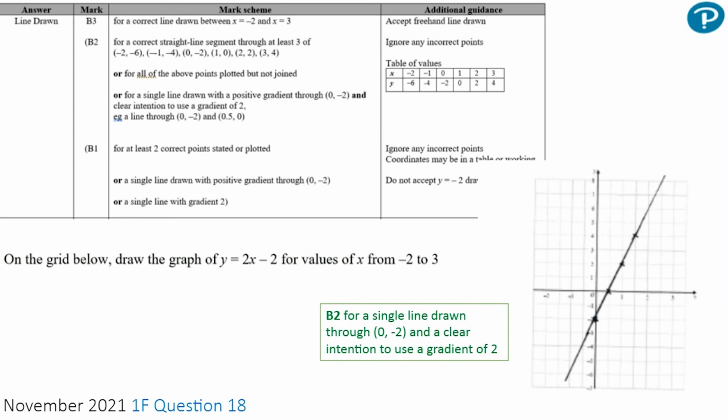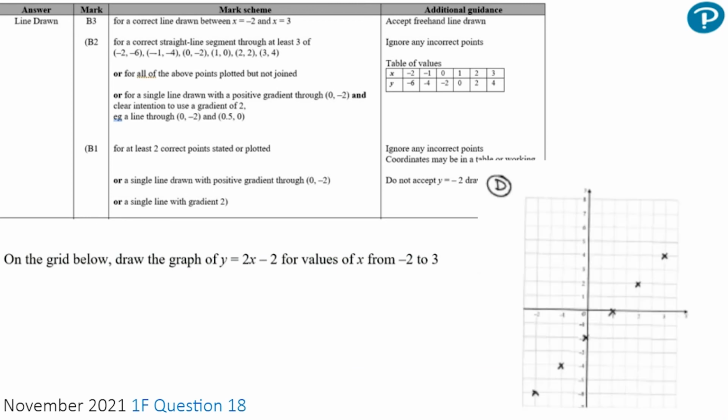I might be tempted with my students to say that actually it's a positive gradient, it's going through -2, I'm going to give you B1. Anything they get in the real thing is a Brucey bonus. Keeps coming back to that phrase.